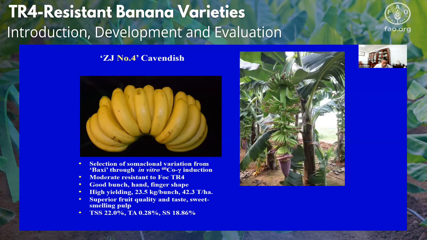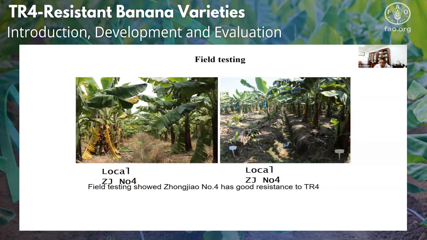And so this is the final one we selected, a variation from the Bashi. This is the individual ZG4 induction. This cultivar is moderately resistant to tropical race 4. The bunch is very good, and the finger shape is also very good. In the quality test, the TSS content is 22%, TA is 0.28%, and SS is 18.86%. This cultivar is now planted in China on almost 20 hectares. Next, please.